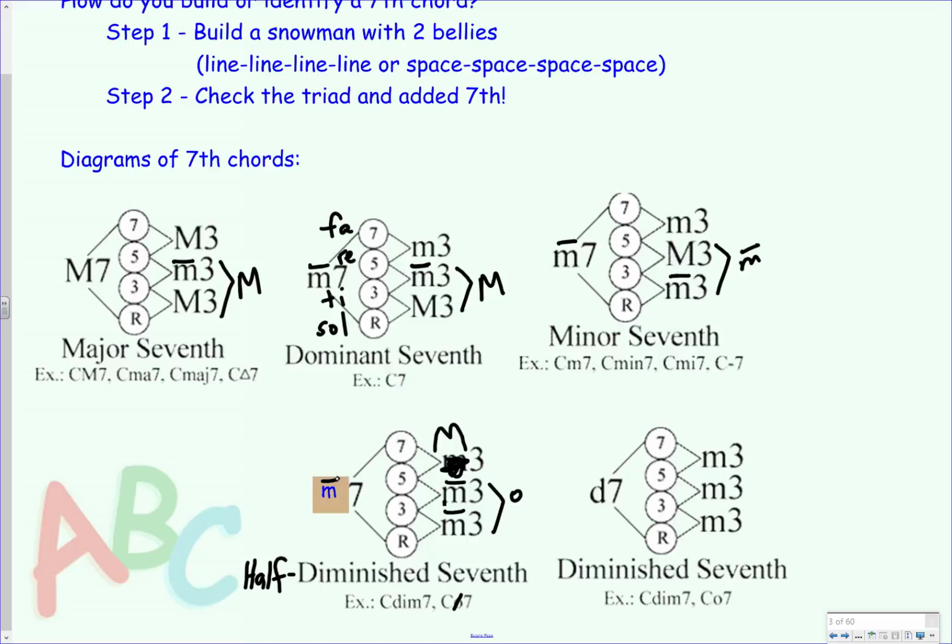Let's explore the diminished 7th, or fully diminished 7th chord. So we also have a diminished triad, just like the half diminished 7th, because from root to third we have a minor third, from third to fifth we have a minor third. So there is our diminished triad. But in the diminished 7th, or fully diminished 7th chord, we have a diminished 7th interval from root to 7th.